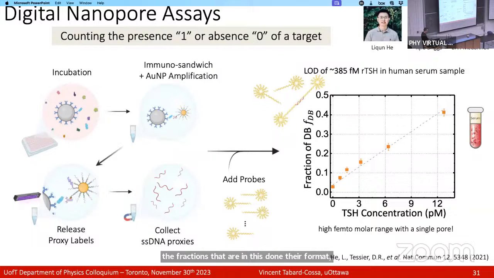This is a calibration curve for the thyroid stimulating hormone, TSH, protein marker, and as a function of this dumbbell fraction, we see a linear response. This was from human serum samples. We showed we could detect as low as a few hundred femtomolar as our limit of detection using this strategy, with a single pore and not an array of pores.